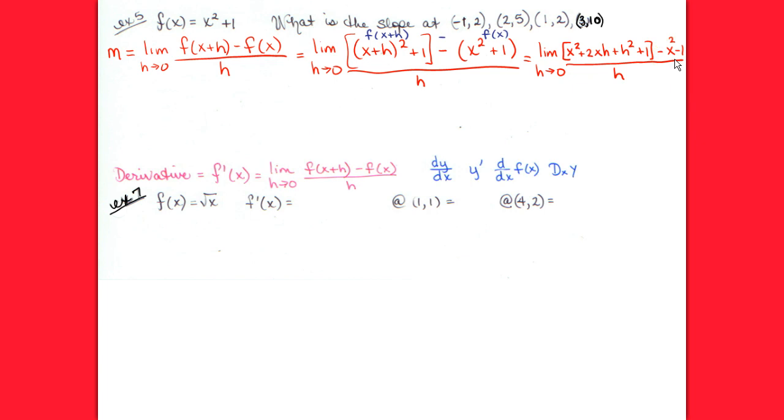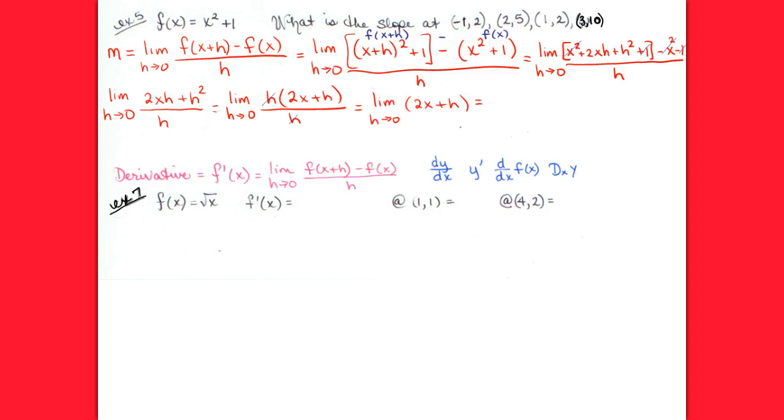So let's cancel what we can. The x squareds will drop out, and the 1s will drop out. And everything that I'm left with in the numerator will have a common factor of h so that I can take it out to cancel it top and bottom. What I'm left with will be a polynomial that I can use direct substitution to evaluate. But here's the thing. When I get my answer, this time it's not a number, right?